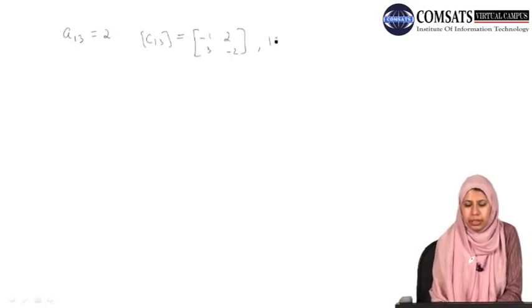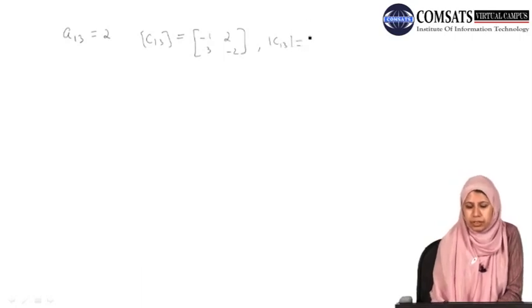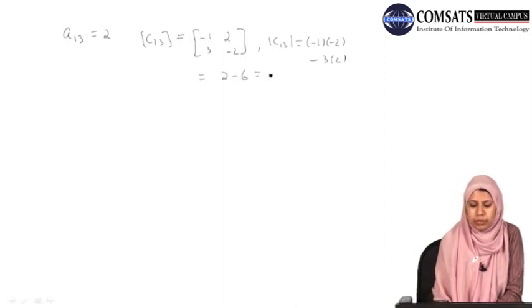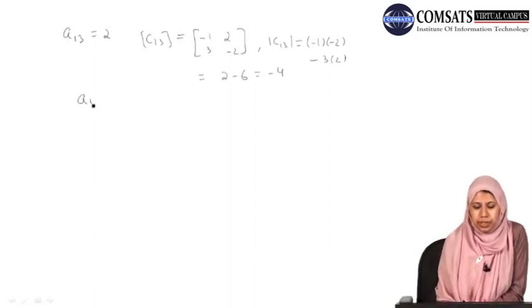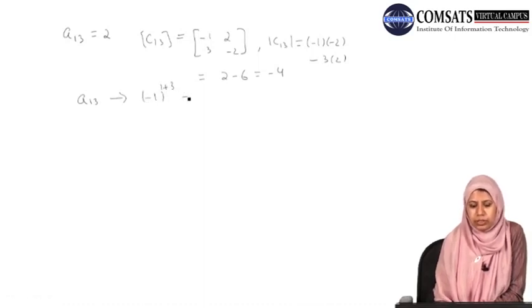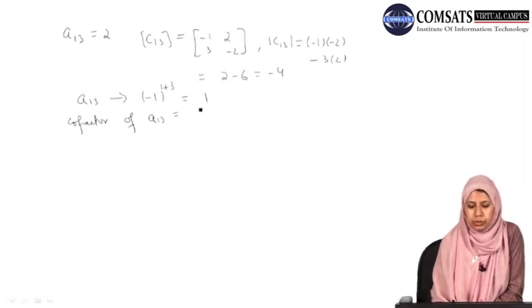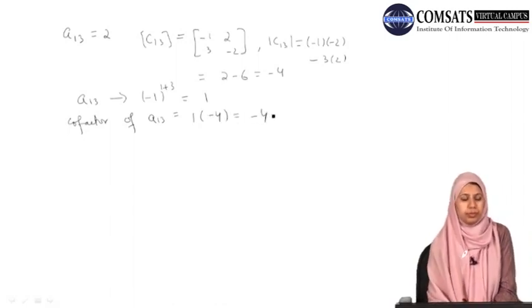Okay, and now the determinant of this submatrix is -1 into -2 minus 3 into 2. Simplifying, we obtained 2 minus 6, which is -4. And the number associated with this entry is -1 to the power 1 plus 3, which is 1. So the cofactor of this entry A13 will be equal to the number associated with the minor, which is -4.